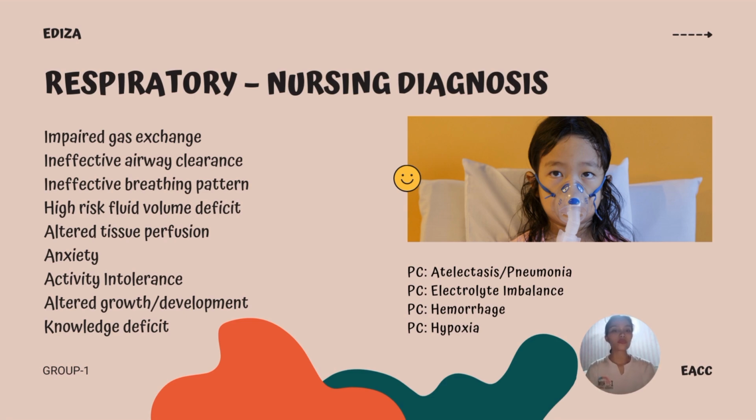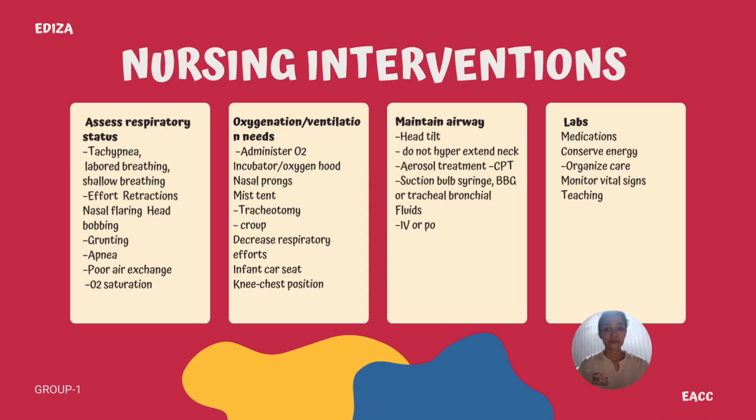Here, we can diagnose the patient with impaired gas exchange, ineffective airway clearance, ineffective breathing pattern, high-risk fluid volume deficit, altered tissue perfusion, anxiety, activity intolerance, altered growth and development, and knowledge deficit. Those are the possible nursing diagnoses. We also have pneumonia, electrolyte imbalance, hemorrhage, and hypoxia.